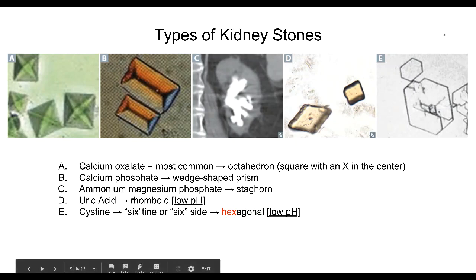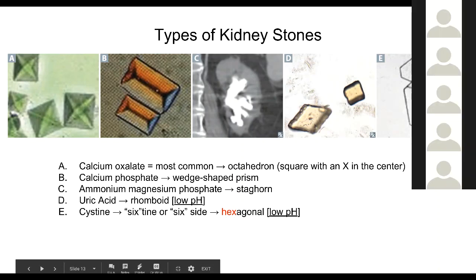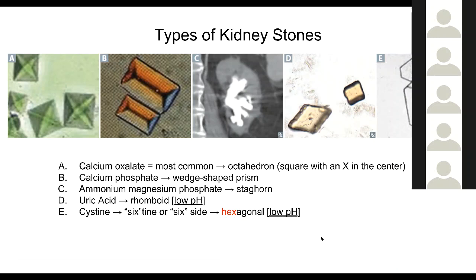So that's why I think of them as having low pH, all right? So think about the pH first. Low pH, then you think about uric acid and cystine. And then you have high pH, then you have calcium, so calcium oxalate, calcium phosphate, and ammonium magnesium phosphate. So those are the two ways to remember it.